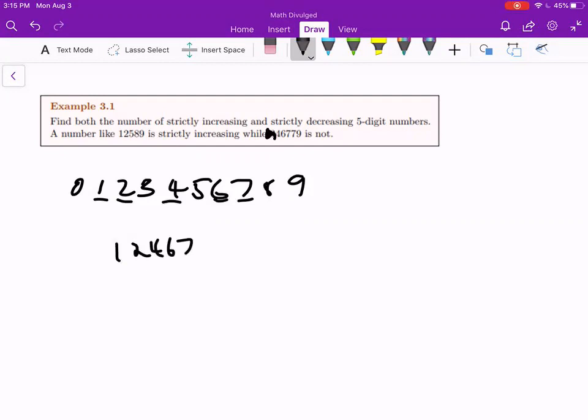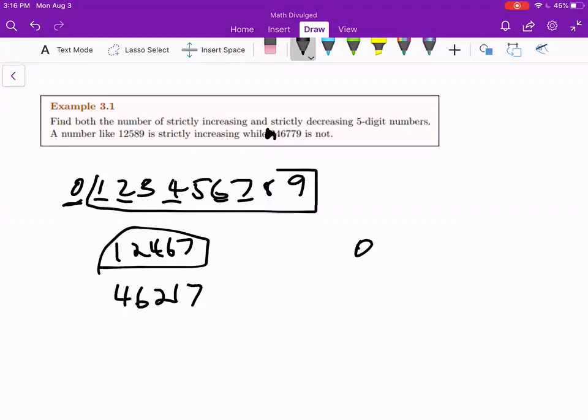If we order them any other way, with the 4 in front, you'd have something like 4, 6, 2, 1, 7, which wouldn't be strictly increasing. This is true for any 5 unique numbers chosen from 0 to 9. Actually, except for 0. If we have 0, then we're going to have to put the 0 at the front, which doesn't make it a 5-digit number. So instead, for the increasing 5-digit numbers, we're going to choose only from 1 through 9.